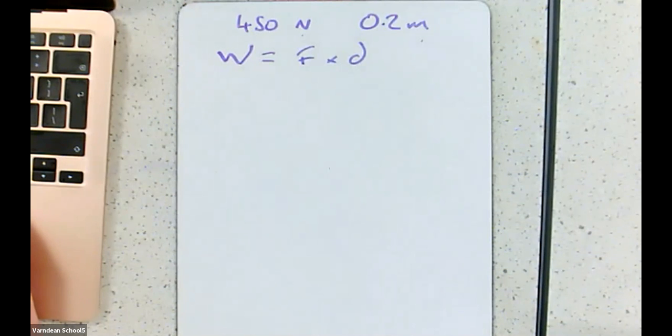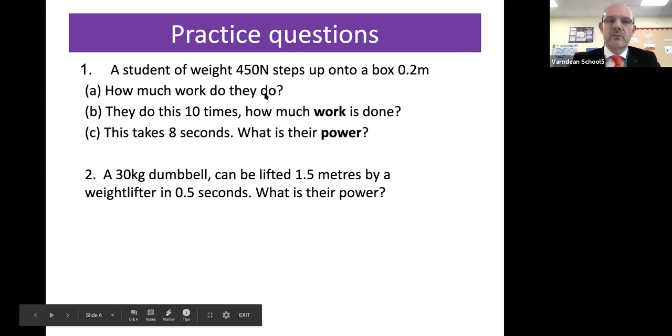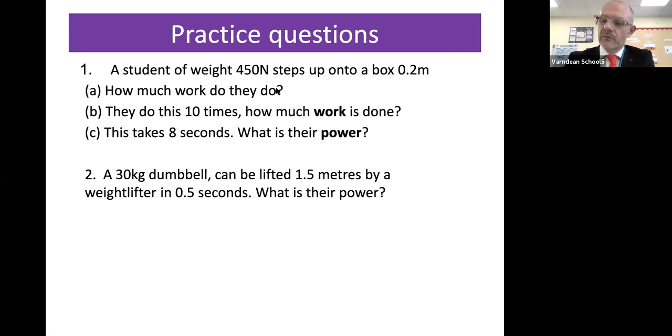Because we're not, let's go back to this. There we go. So what we've just done is, how much work do they do? So we've got 90, and that was 90 joules, because work done is energy transferred. So it's measured in joules.